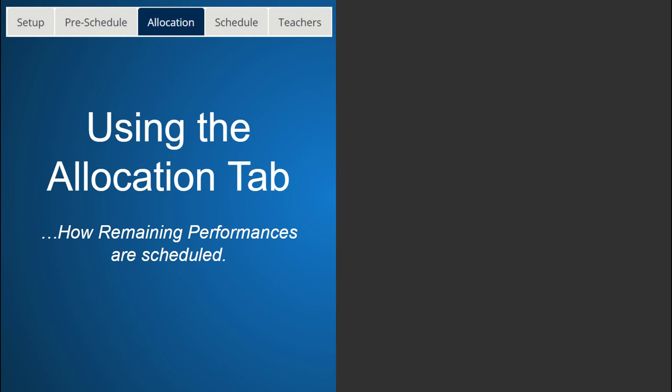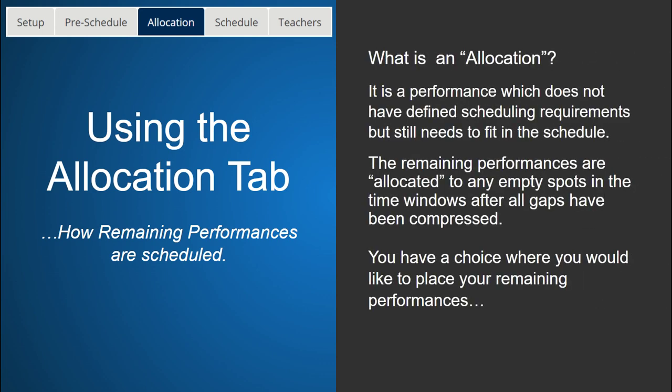Once the pre-schedules are finished, it is time to move on to the Allocation tab. You may have chosen to pre-schedule all your performances, and that's just fine. Then you can skip the Allocation tab. If not, then you will have remaining performances which need to be allocated to time windows. So what exactly is an allocation? It is a performance which does not have scheduling requirements, but still needs to fit in the schedule.